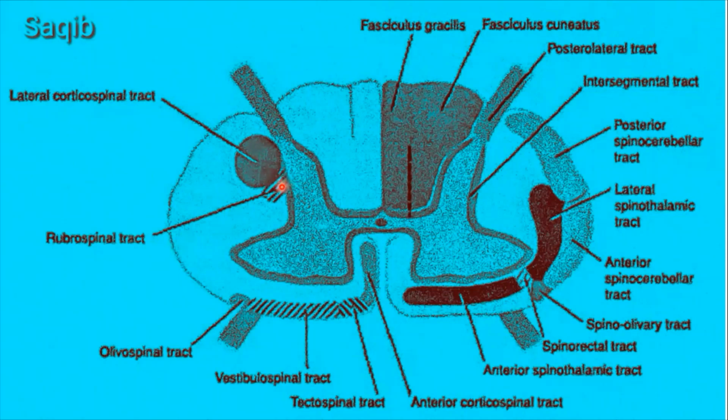So this is the rubrospinal tract coming from the red nucleus. This is the olivospinal tract, and this is the vestibulospinal tract. Some people doubt whether the vestibulospinal tract is a separate tract or not. This has become doubtful. And this is the tectospinal tract. These are the tracts we're going to discuss very soon, right? So as I told you, next we'll discuss the pyramidal tract, the lateral and the anterior corticospinal tract.